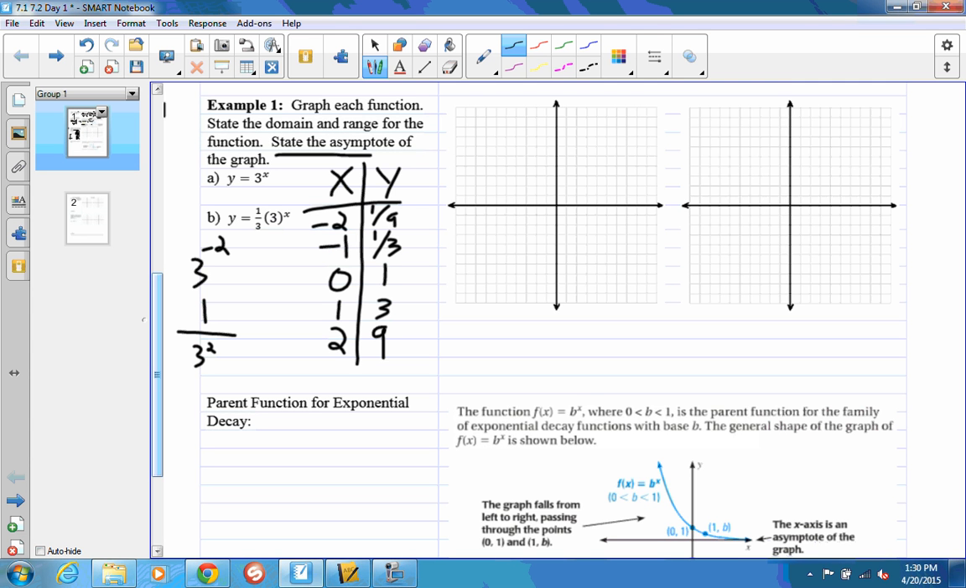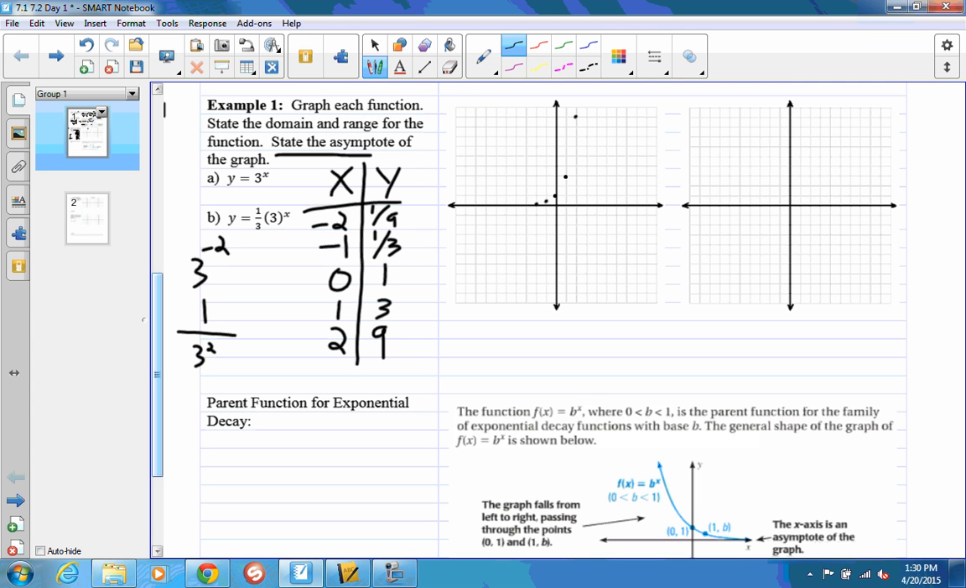So let's plot these. Let's graph them. I've got an x, so 0 and 1. I'm going to go up, 1 and 3, 2 and 9. Okay. Negative 1 and 1/3. Good luck graphing that. And negative 2 and 1/9. Forget about it. Imagine if I had done the one before, 1/27. You see what I mean?